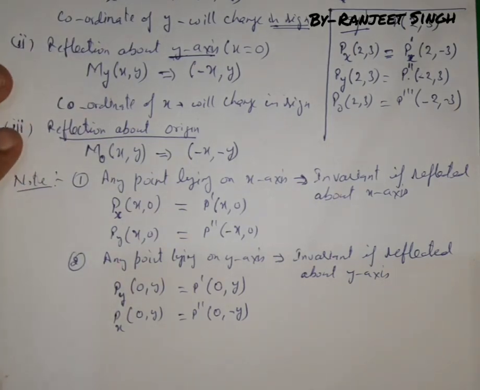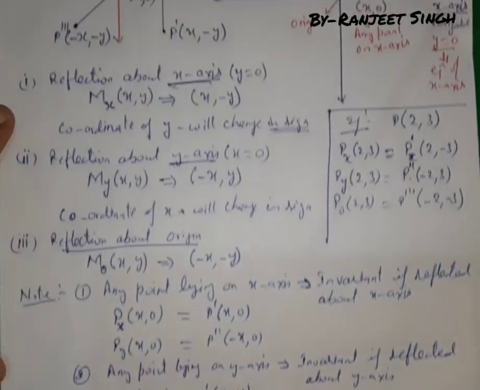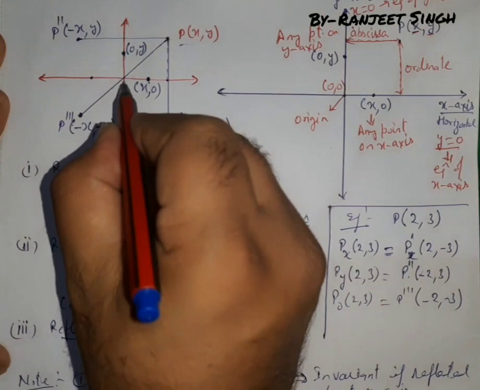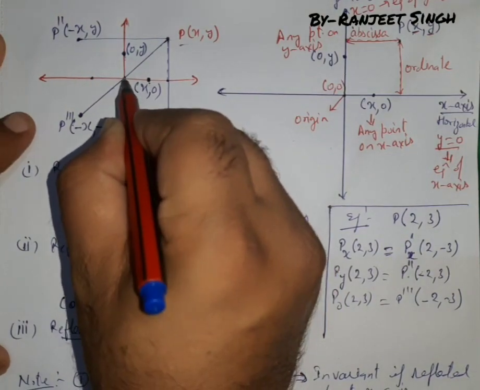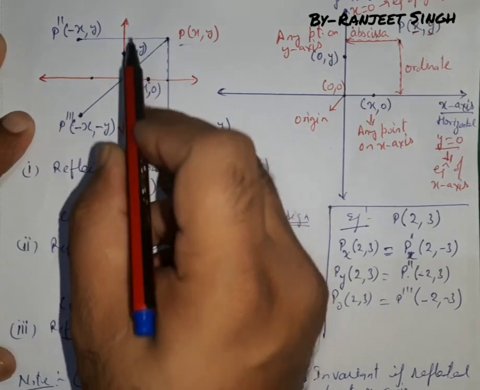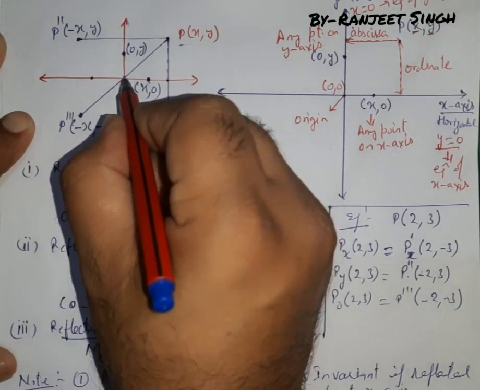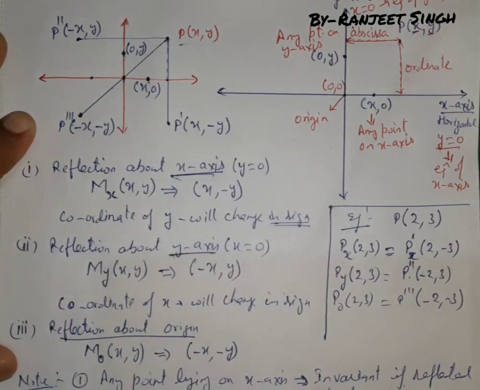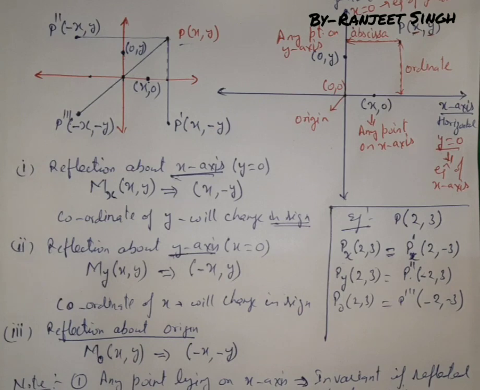Similarly, if some point is the origin itself, then this point will remain invariant under reflection in x-axis, also under y-axis, and also under origin. So the origin is always invariant. Please remember this also.